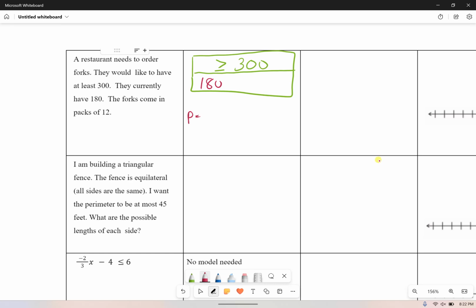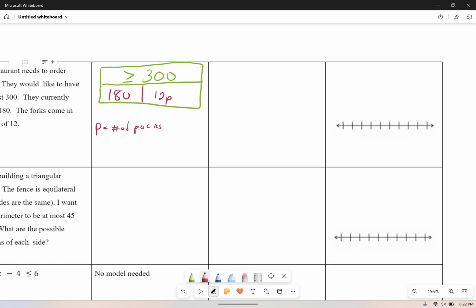So we're going to say P equals the number of packs. How many packs do I need to buy? That is what I don't know. So it's going to be my variable term. But I do know that there's 12 forks per pack. So this is it. Now I say 180 plus the number of forks I buy in a pack has to be greater than or equal to 300.